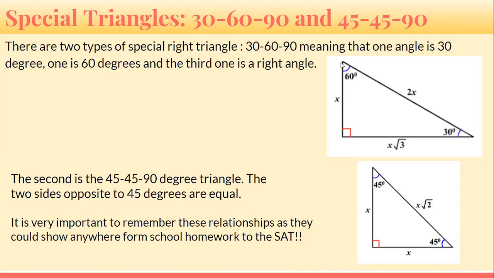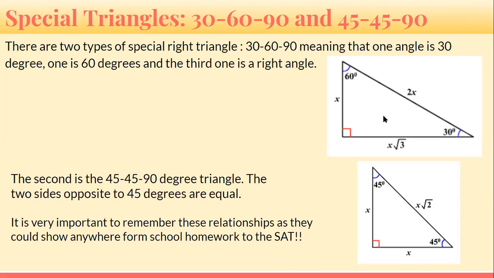In a 30-60-90 triangle, the side opposite 30 degrees is x, where x is a variable. The side opposite 60 degrees is x times the square root of 3. This is always true for any triangle measuring 30, 60, 90 degrees. And the side opposite 90 degrees is 2x, meaning 2 times x.